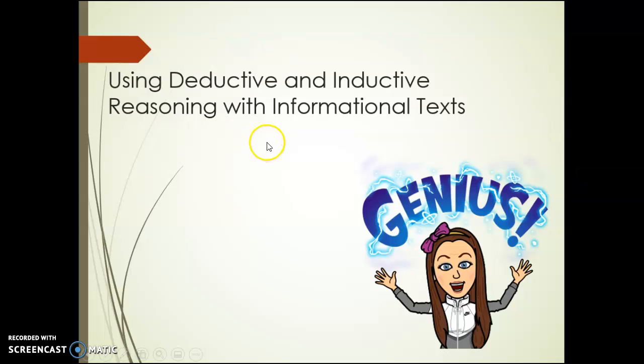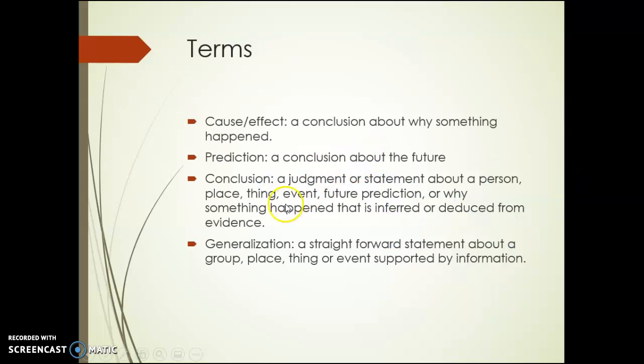Unit 5 also talked about using deductive and inductive reasoning with informational texts. We had the terms cause and effect, which is a conclusion about why something happens. We made predictions, which was drawing a conclusion about the future. A conclusion, which is a judgment or statement about a person, place, thing, event. Future prediction, or why something happened that is inferred or deduced from evidence. And finally, generalization is a straightforward statement about a group, place, thing, or event supported by information.